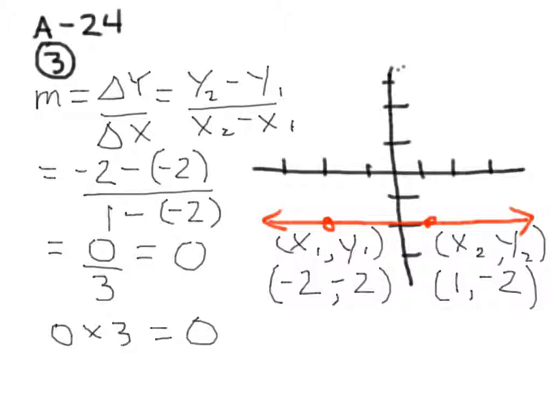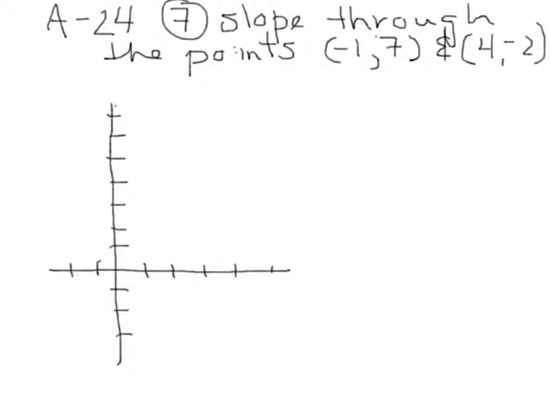Okay, so that takes care of problem number 1. So now on assignment 24, I'm going to do number 7. I'm given 2 points, and I want to find the slope through it. So the first thing I'm going to do is a quick graph of this. I'm going to take the point -1, 7. So I'm going to go 1 in the negative direction for x, and then up 1, 2, 3, 4, 5, 6, 7. So there's my point right there.